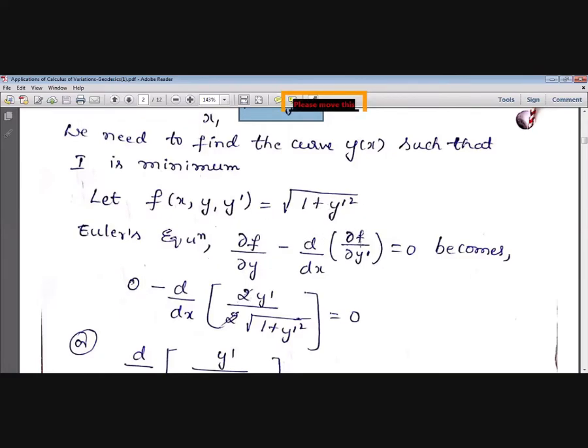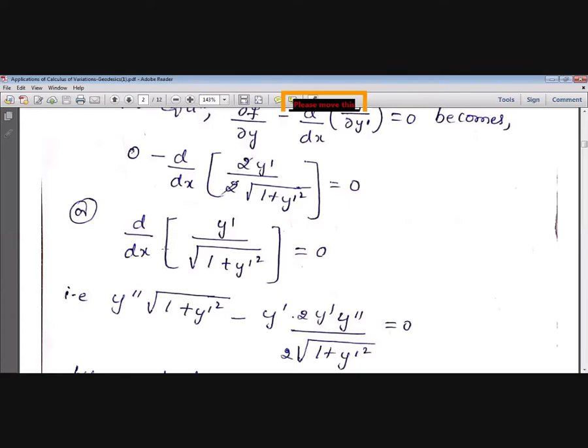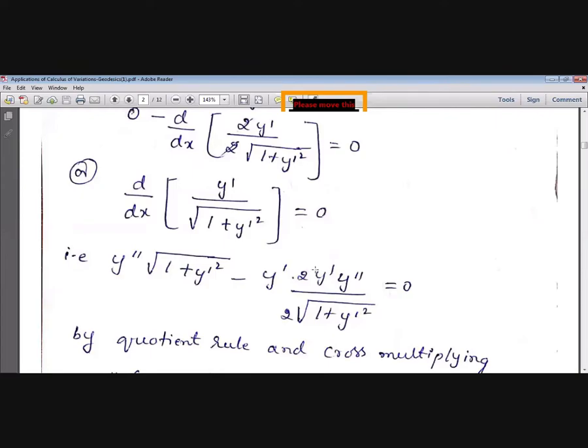Then d by dx of dou f by dou y dash. What is the derivative of this partially with respect to y dash? Derivative of root x is 1 by 2 root x, so 1 by 2 root 1 plus y dash square. Again, derivative of y dash square is 2y dash. 2 will get cancelled. Next, d by dx of y dash by root of 1 plus y dash square, multiplying the whole thing by minus. Next, if you differentiate this using u by v rule, you're going to get this much.